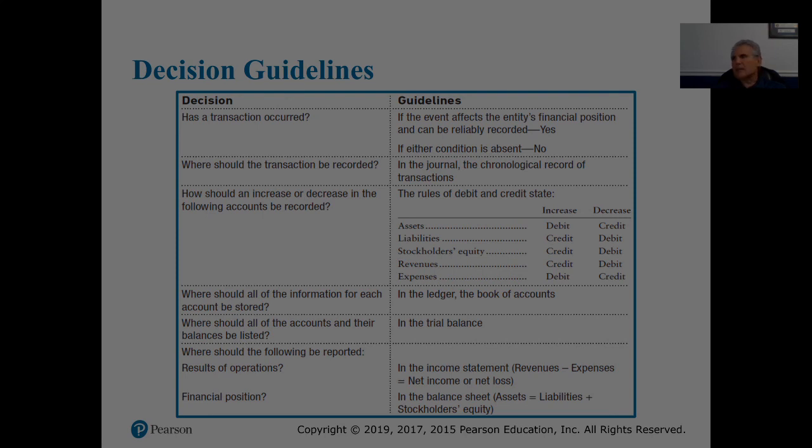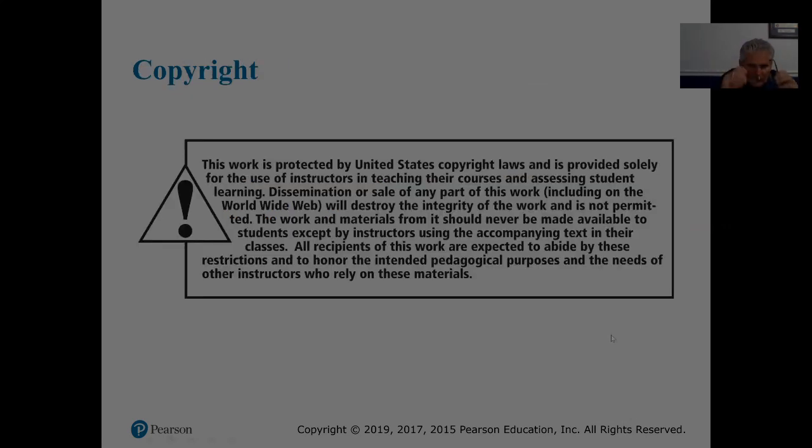Okay, and the last slide is going to show you some decision guidelines that you can use while you're actually trying to analyze transactions, book the journal entries, and determine whether they're debits or credits. Okay, that concludes chapter 2.